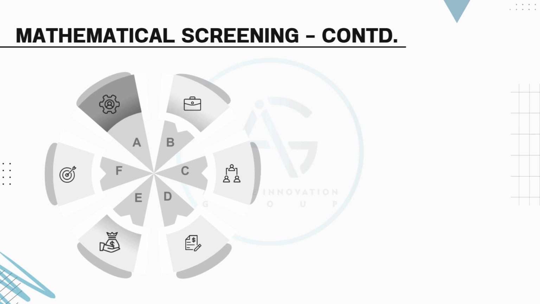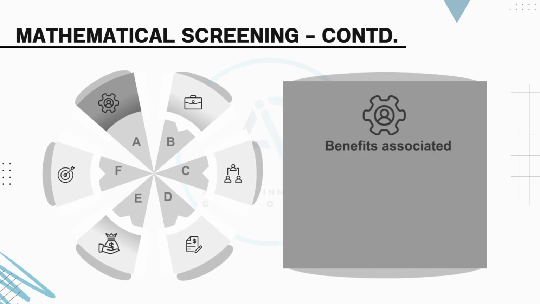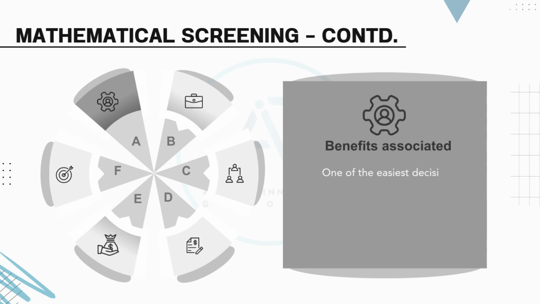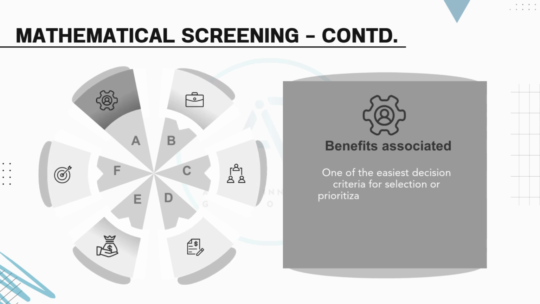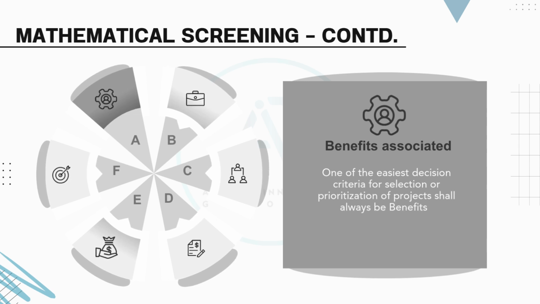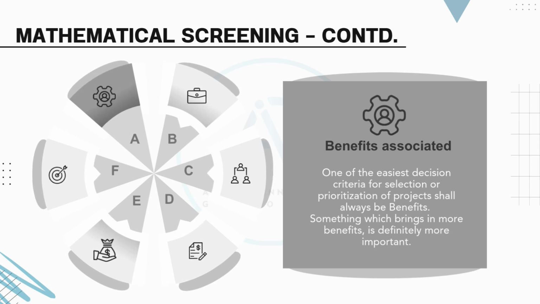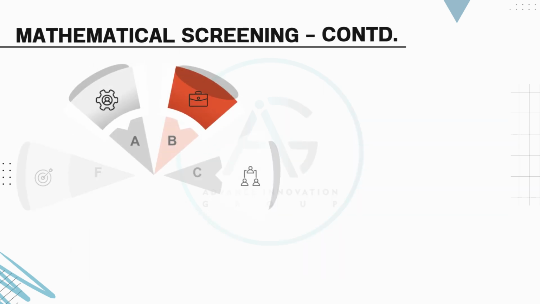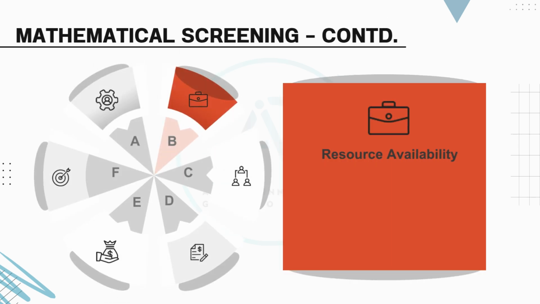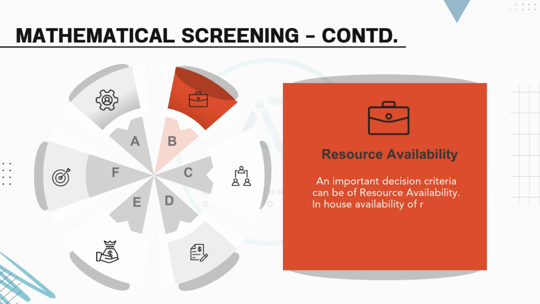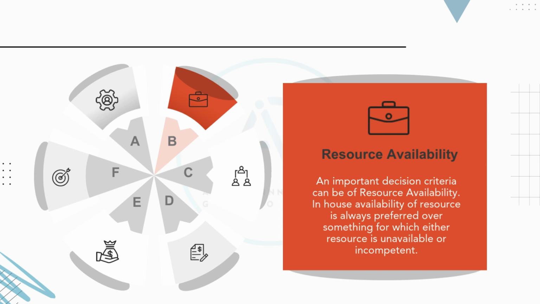Mathematical screening, continued. Benefits associated. One of the easiest decision criteria for selection or prioritization of projects shall always be benefits. Something which brings in more benefits is definitely more important. Mathematical screening, continued. Resource availability. An important decision criterion can be resource availability. In-house availability of resource is always preferred over something for which either the resource is unavailable or incompetent.